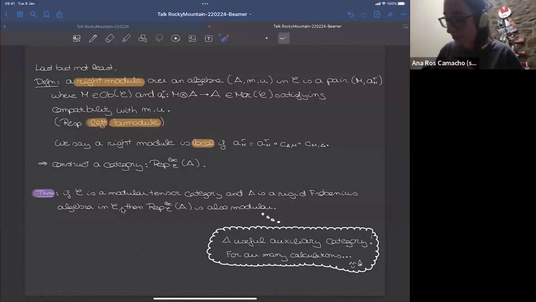It's kind of transparent. With this, we can construct a category, which I am mentioning because of the following result that we proved. If C is a modular tensor category and A is a rigid Frobenius algebra inside my category, then this category is also modular. This is important because in our case, we applied it to Dijkgraaf-Witten. We took one particular case of a rigid Frobenius algebra, and we used this category as an intermediate category to make calculations. And that was great.